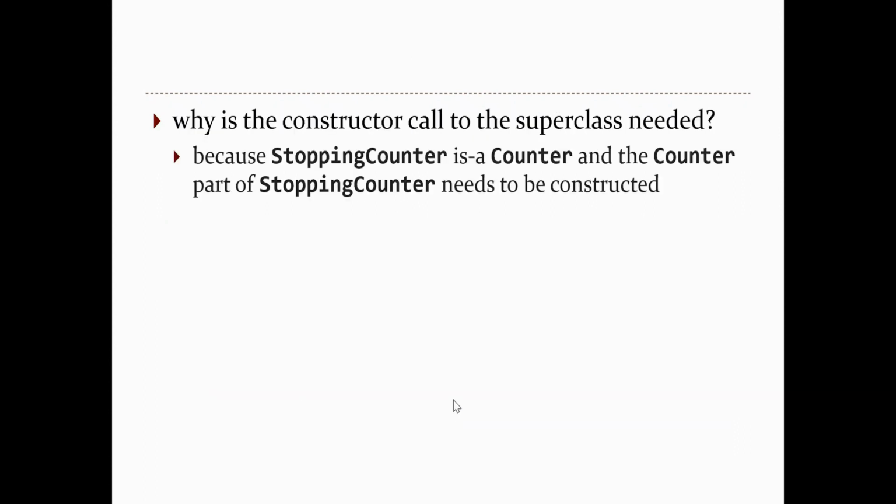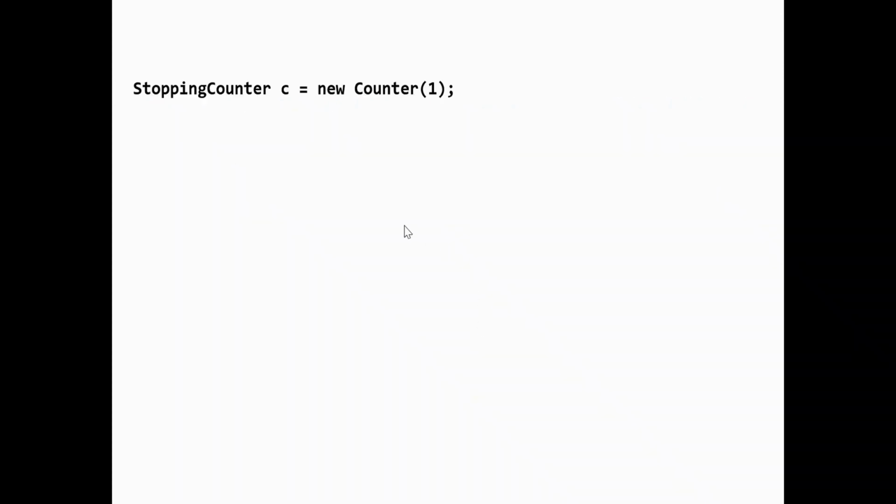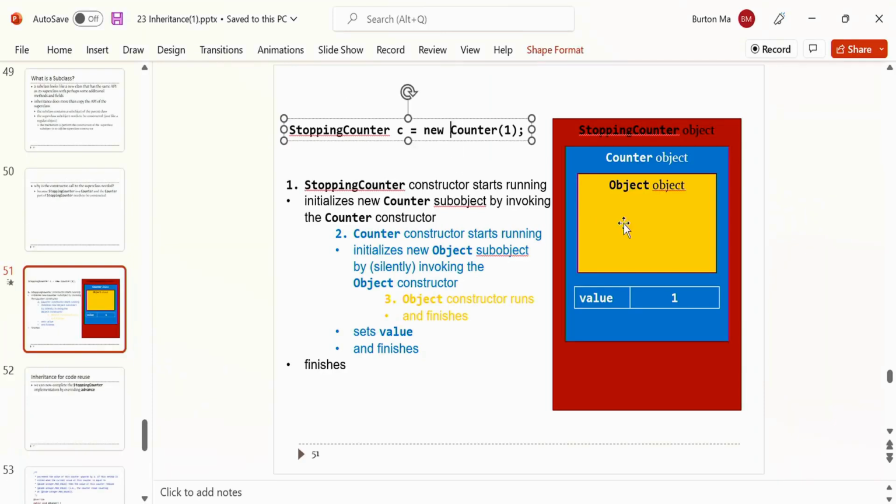So why is the constructor call to the superclass needed? Because stopping counter is a counter. The counter part of stopping counter needs to be constructed. So here's a picture of what's going on. Here's a bad picture of what's going on. Sorry. I remember this mistake. This was a copy and paste error that I never fixed.